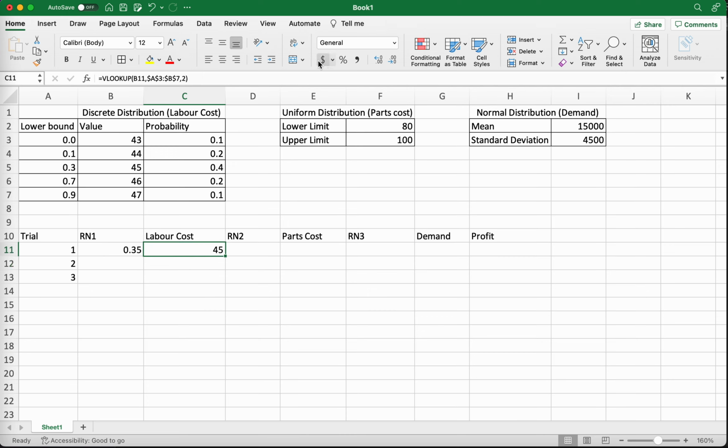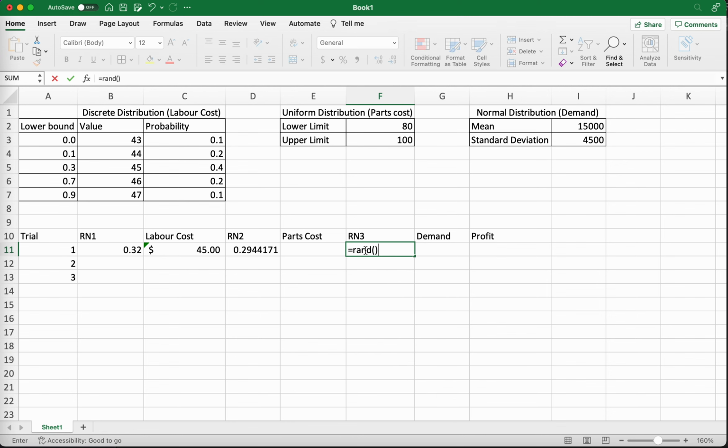Okay, that's a dollar value. We make that a dollar value, right? Now we generate another random number here. This is also going to be a random number, so let's just write the random formulas. You know what, 2 decimal places is too few. Let me show 4. There you go. Now, parts cost.